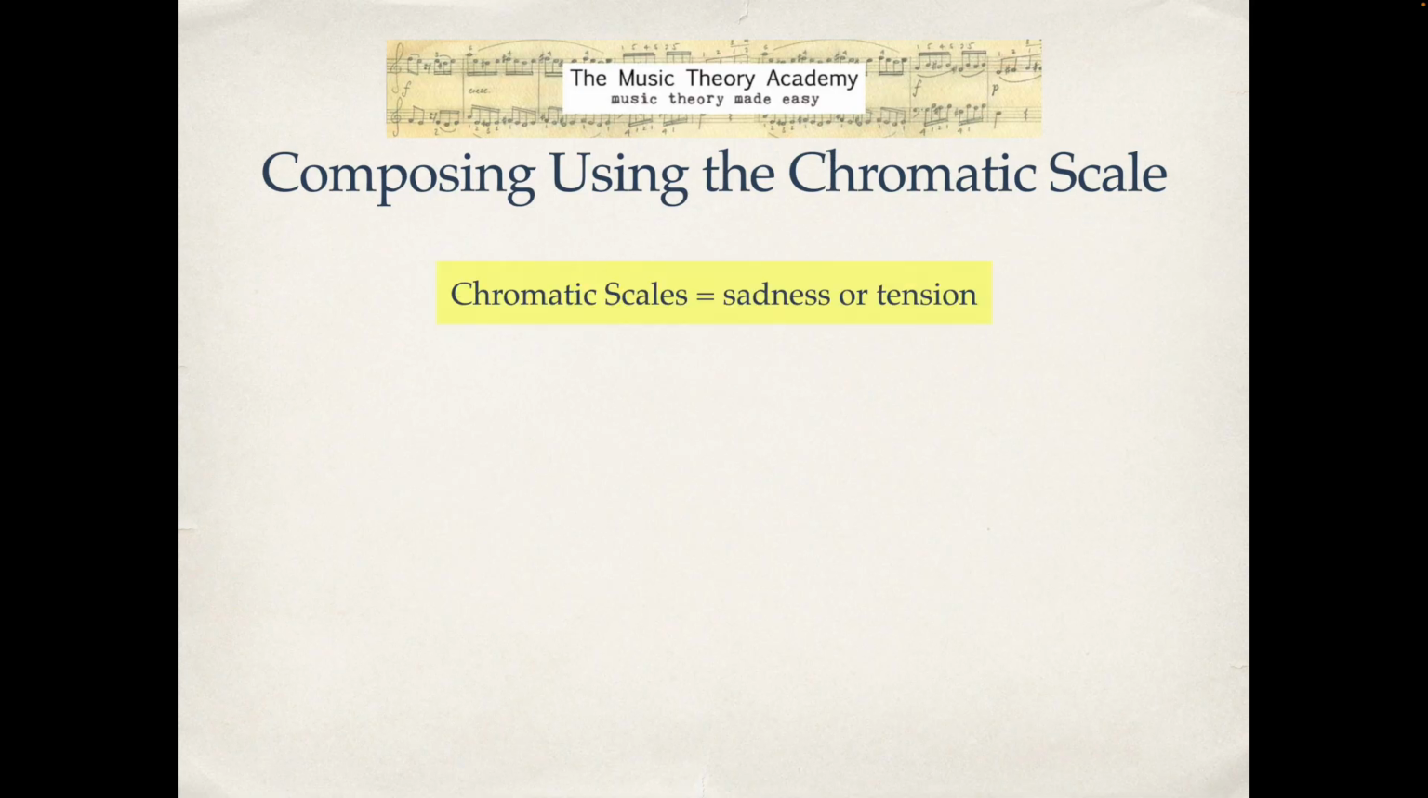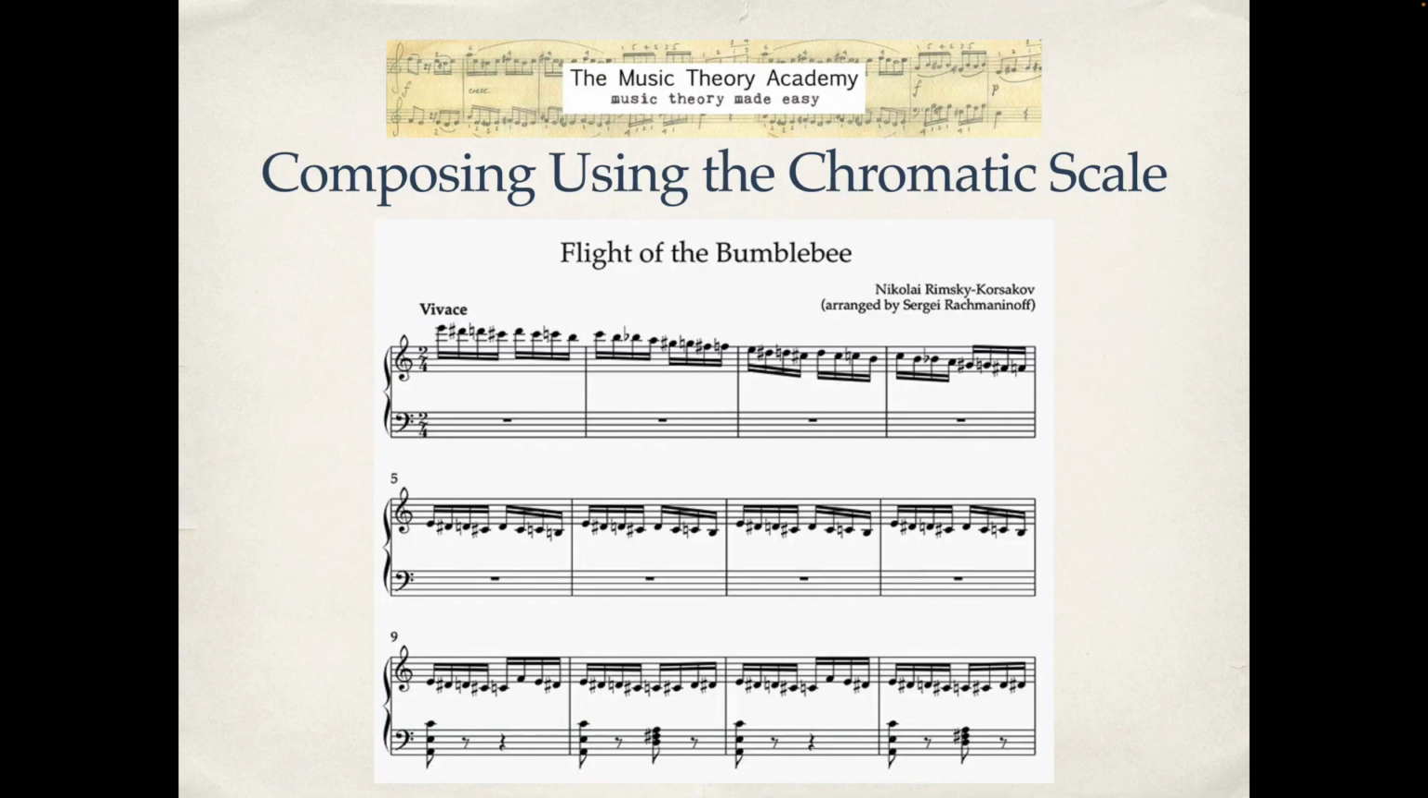Well, chromatic scales are a wonderful way of creating sadness or tension in the music. Here's a couple of examples. Firstly, a very, very famous example of the use of chromatic scales was by Rimsky-Korsakov in his Flight of the Bumble Bee. In this opening section, you can just hear the way he works his way down the chromatic scale. And so on. And when he gets to bar 9, he very cleverly uses these little chromatic scales to give a sense of the bumblebee in flight.